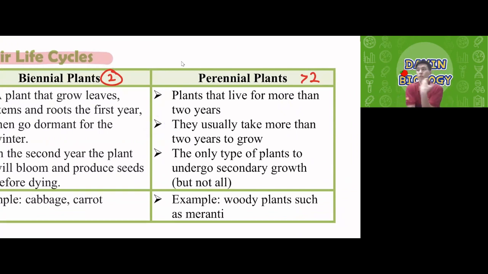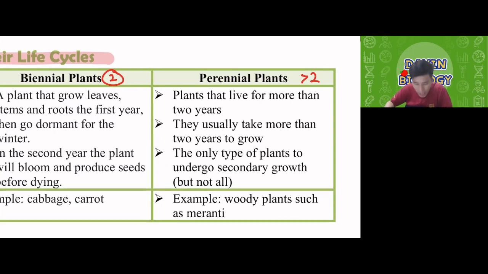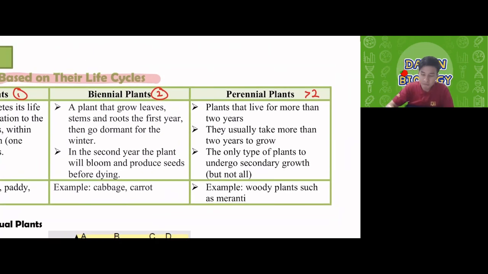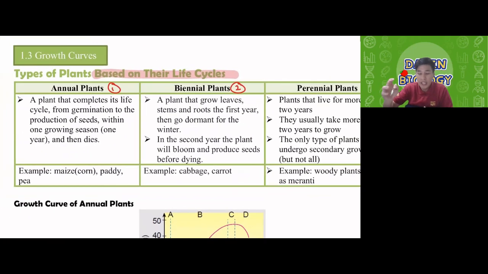So they can usually live very long. Some 5, some 10, some even up to 100 years. So usually these perennial plants that have a longer lifespan are all woody plants. Look at the last point here, they say they're the only type of plants that undergo secondary growth, but not all. Most of them can, but not all. And since the first two types cannot undergo secondary growth, they therefore don't have a woody stem.